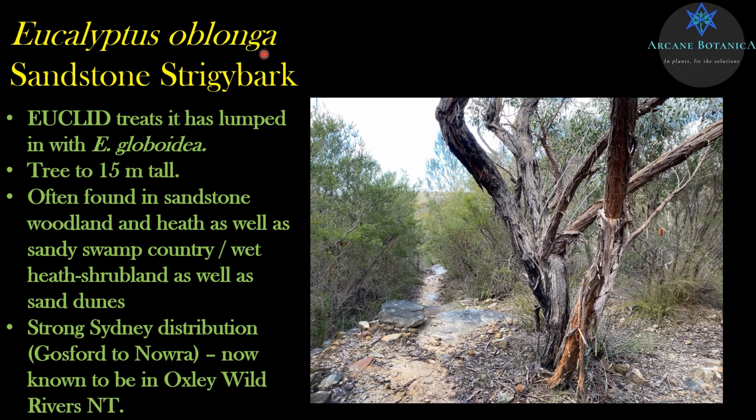I'm starting to get a dry throat. Okay, this is a sandstone stringybark. Just note that Euclid lumps it in with Globoidea, so they don't believe in Eucalyptus oblonga. Like I said, I reckon I believe in it. I reckon I can tell it when I see it in an environment. It's very similar habitat to capitulata, and it might even hang out with capitulata. I don't really see it hanging out with Globoidea. It hangs out more with capitulata.